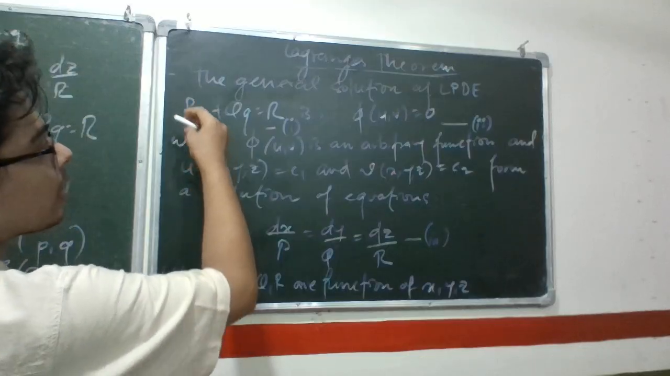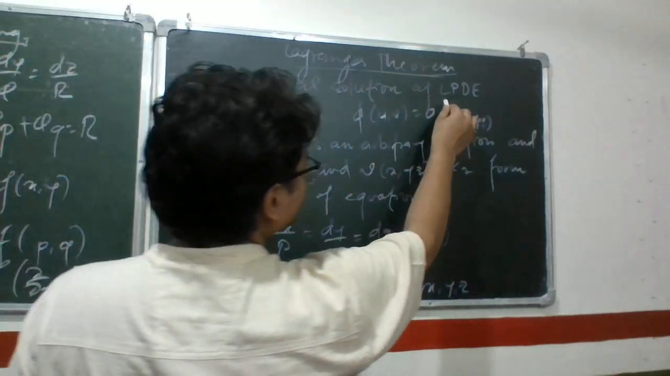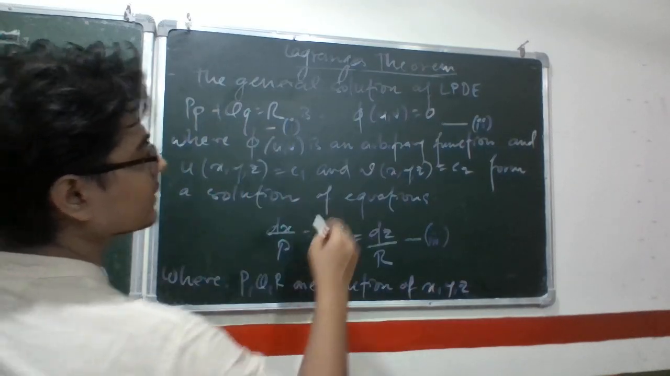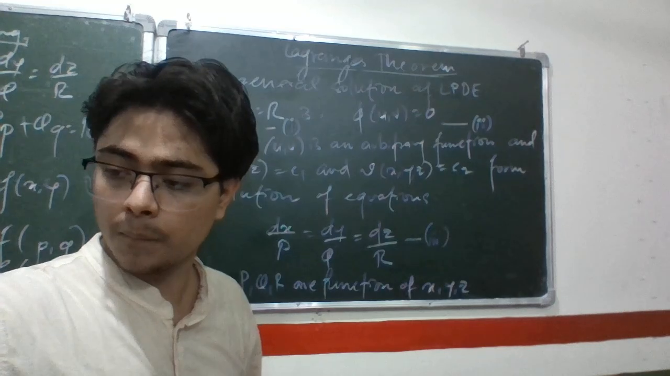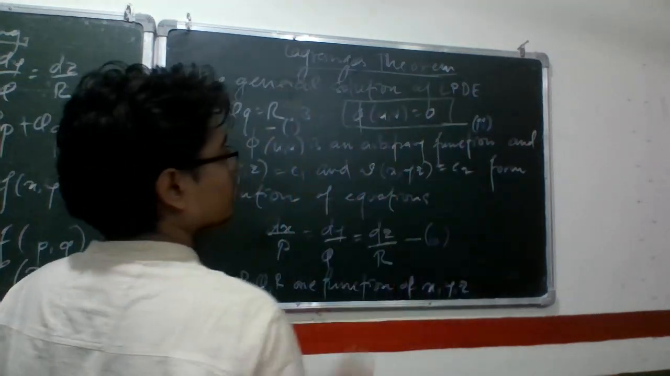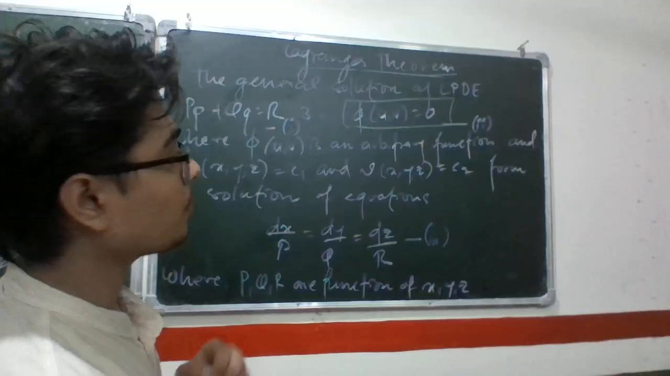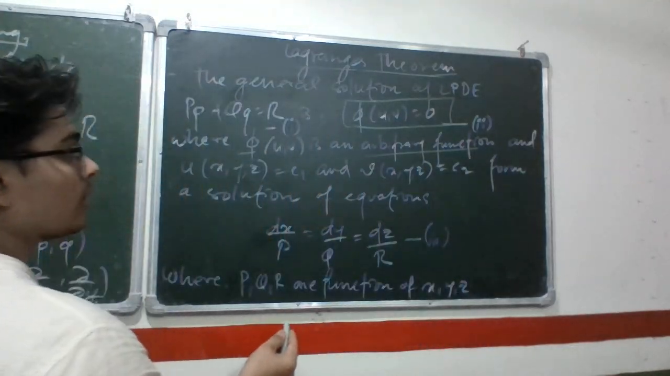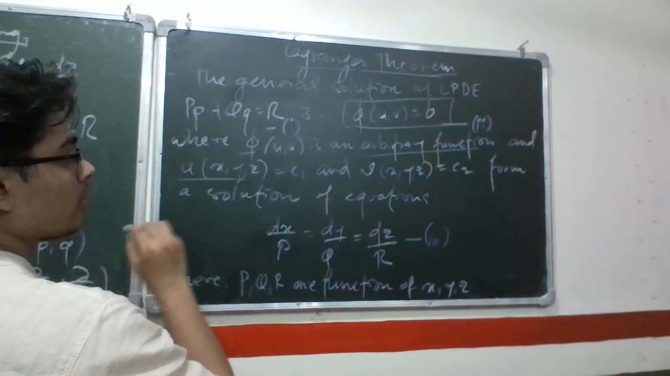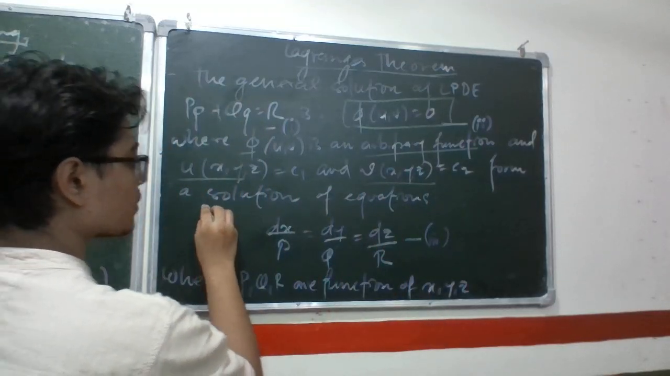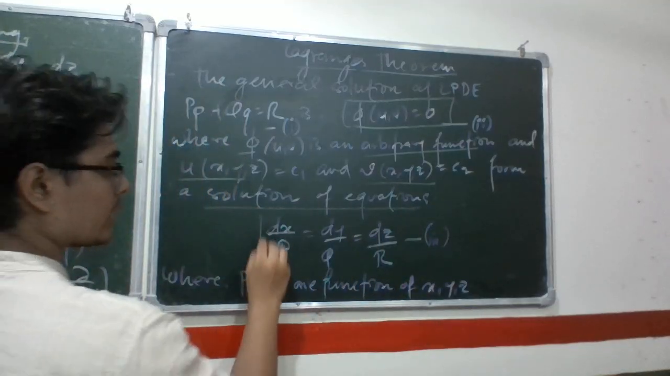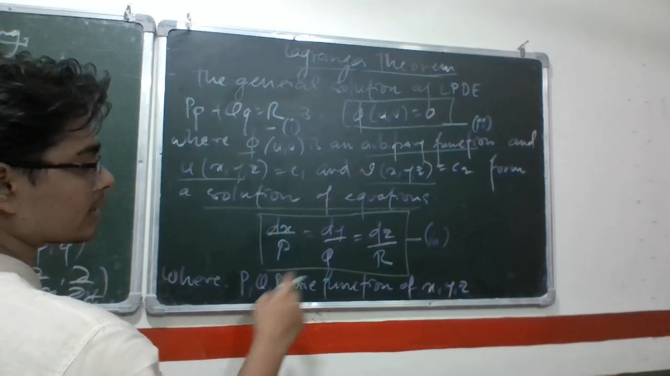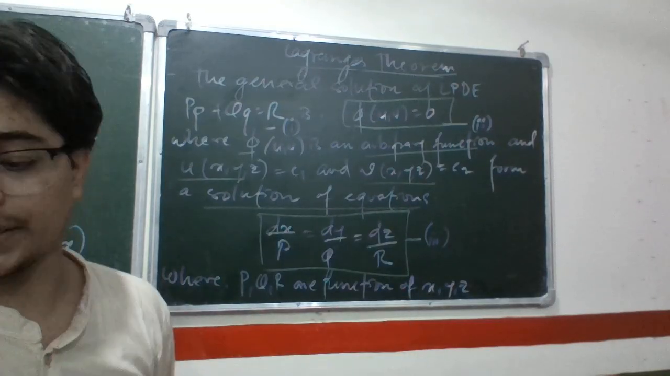It states that the general solution of the linear partial differential equation Pp plus Qq equals R is given by phi of u, v equals 0, where phi is an arbitrary function, and u and v form a solution of this equation, where P, Q, R are functions of x, y, z.